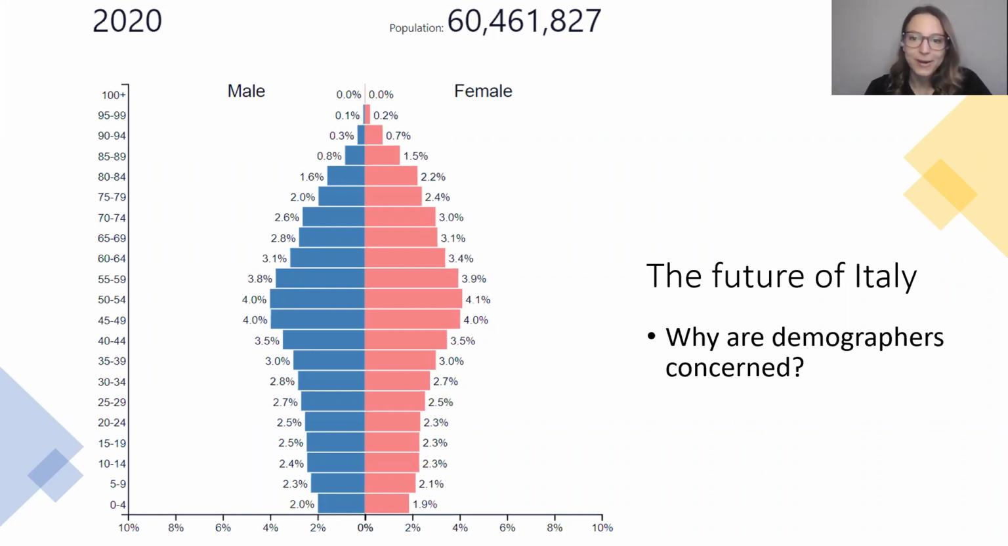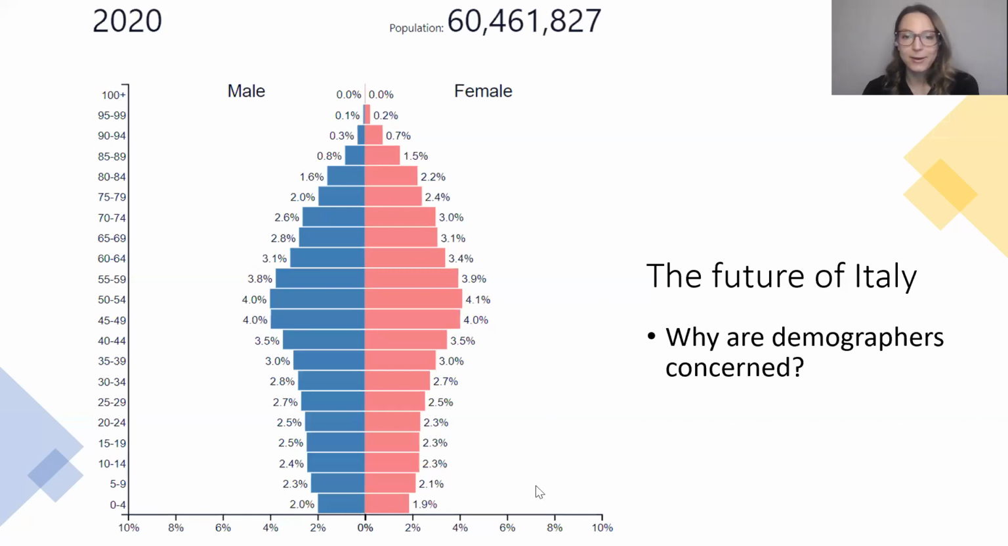Now, based on that, why do you guys think demographers are concerned when looking at this population pyramid? What does it tell us? Lowering birth rate, yeah. Population decline, yeah. And there won't be enough young people to replace the working class. Yeah, exactly.